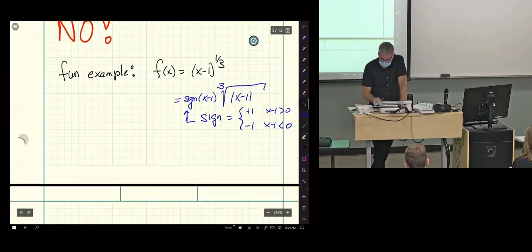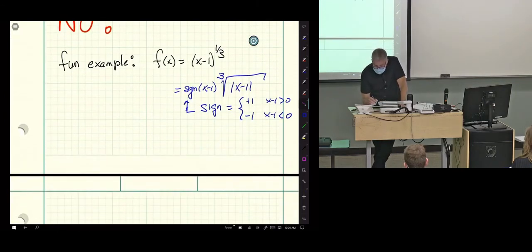Okay, so the key thing though is this function is not differentiable at x equals 1. That's why Newton fails, okay? So, whoops.